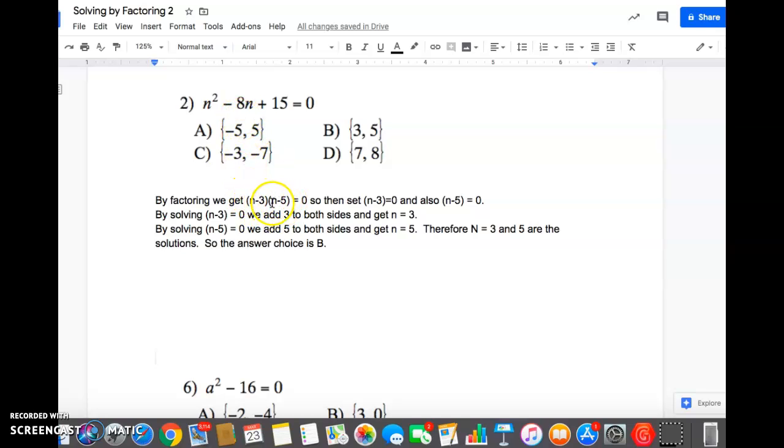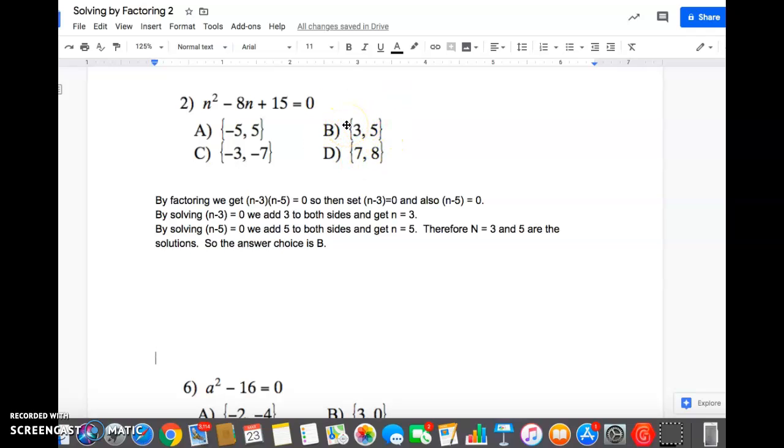So if we factor to these two, we'll keep this equal 0 in here, and then to solve, we just do one more thing. Take each piece and make it equal to 0. There's the first one. Take that piece, make it equal to 0. And then we solve those. So by solving n minus 3 equals 0, of course, add 3 to both sides, and you get 3 as your answer. And doing the same to the other side, when you add 5, you get 5 as your answer. Therefore, n equals 3 and 5 are the solution, so your answer choice is B. There we go.